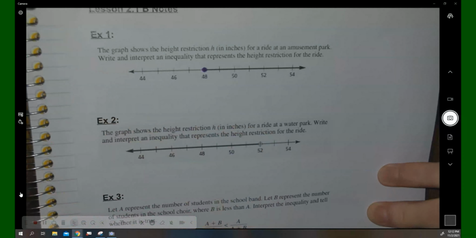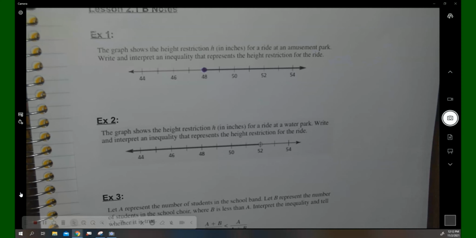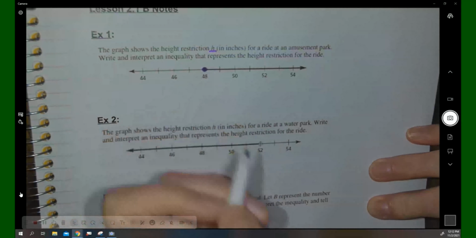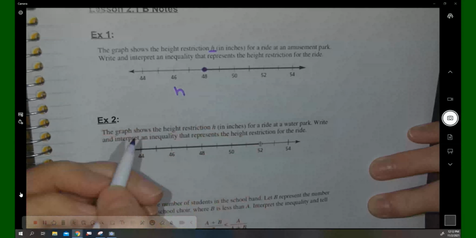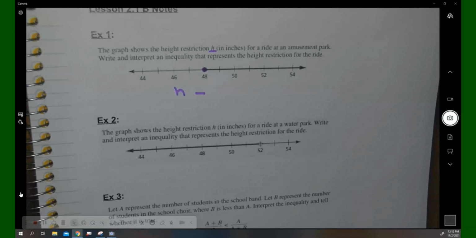So because that circle is filled in, we know that our inequality has to have a line underneath our symbol. So it's either greater than or equal to, or less than or equal to. First, we know that we're dealing with height in inches, so our variable is going to be h. And remember that h represents all of the solutions to this inequality.